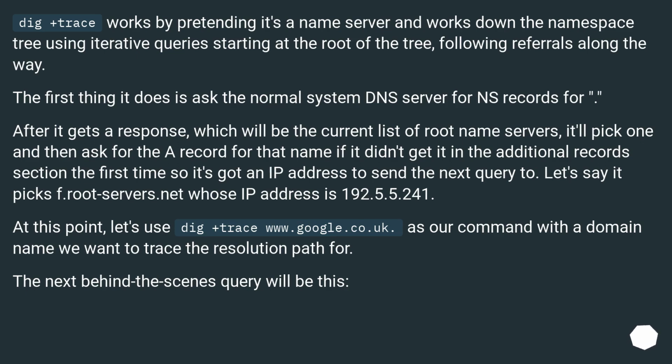Let's say it picks f.root-servers.net, whose IP address is 192.5.5.241. At this point, let's use dig +trace www.google.co.uk. as our command, with a domain name we want to trace the resolution path for. The next behind-the-scenes query will be this.